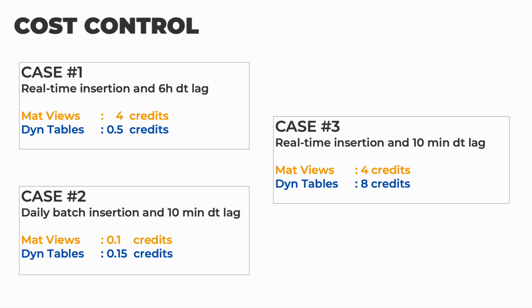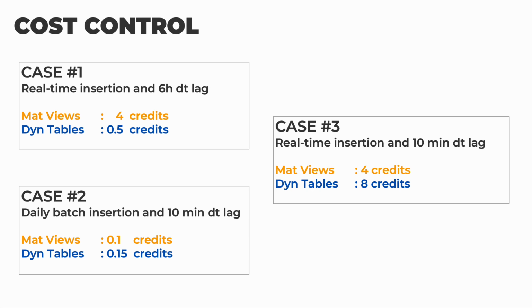Finally, use case 3 reversed the story. I put myself on a real-time insertion in the table, so I'm back to updating every minute, and then I set the target lag to 10 minutes. Here, the MV will cost less than the DT. The MV will cost 4 credits, whereas the DT will cost 8.